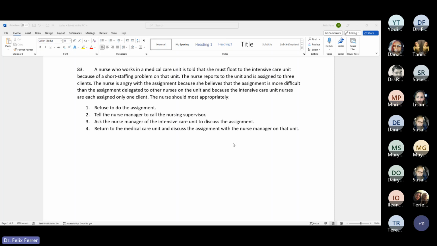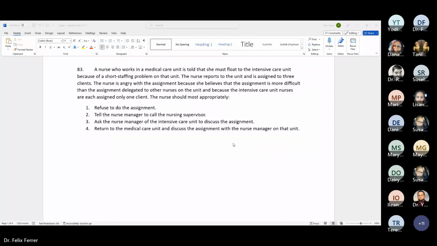Yes or no? It is mandatory. According to the nursing charter, it is mandatory, and for your NCLEX, it is mandatory. What is not mandatory is to accept the assignment. But you cannot refuse to float.